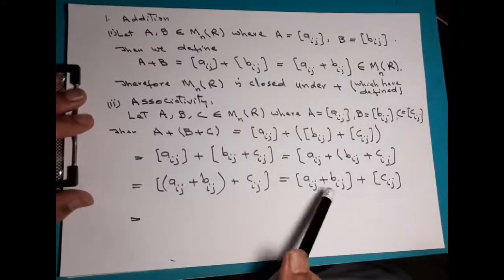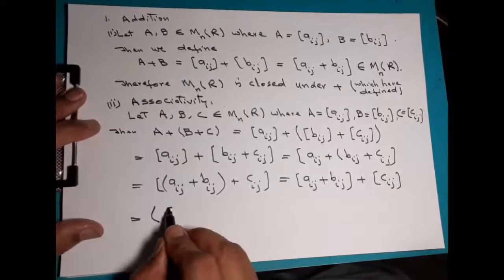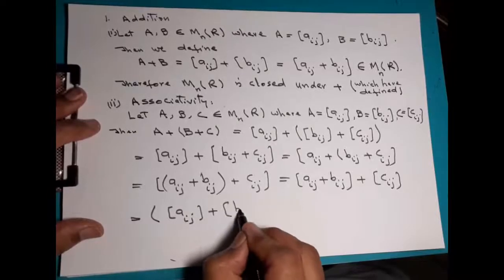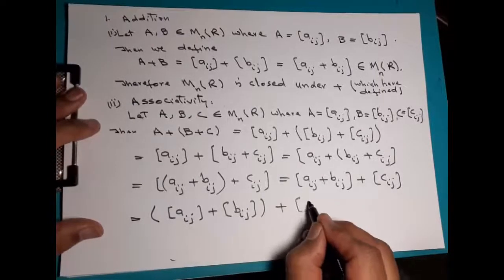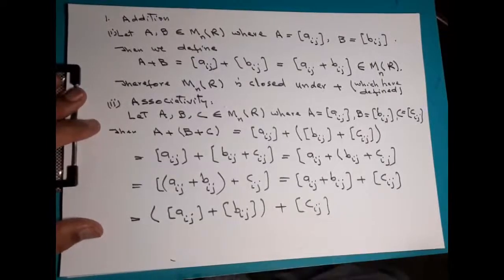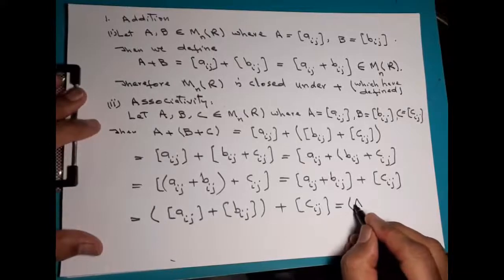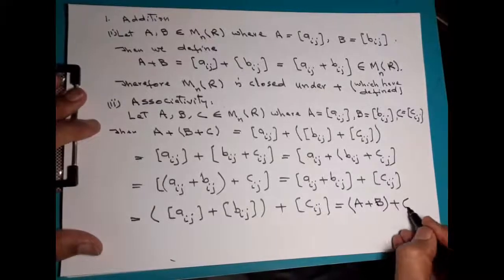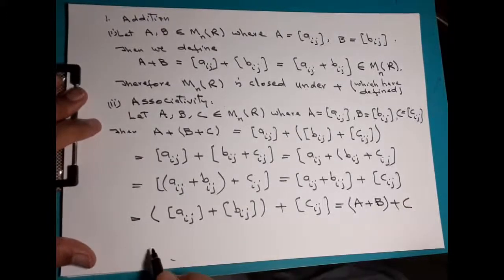And this is equal to the sum of two matrices A and B, Aij and Bij, so this is equal to the sum of these two matrices Aij and Bij, and then plus this matrix Cij, and this is equal to A plus B, and then plus C. So we know that A plus B plus C is equal to A plus B plus C. Therefore, addition is associative in this particular set.